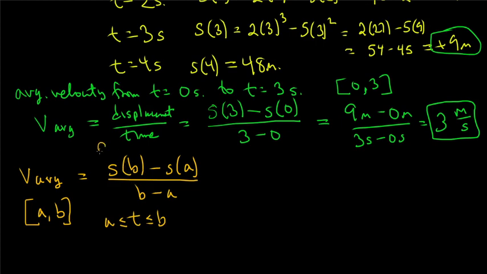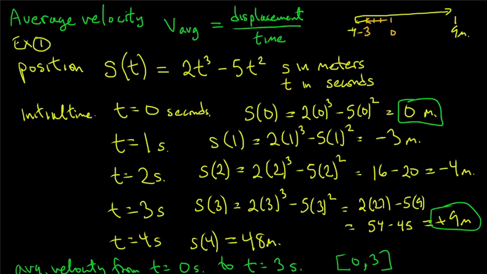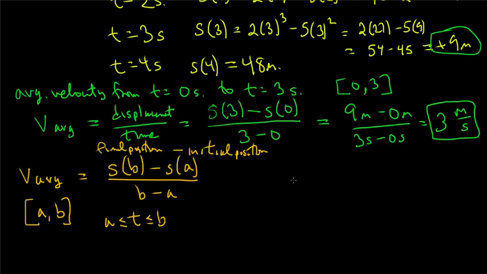And s of b is your final position, and s of a is your initial position. The difference between the final position and initial position is what we call displacement, and it may or may not be the same as the distance. In fact, in this example, it isn't, because we've traveled backwards and forwards, so the distance is not the same as the displacement.